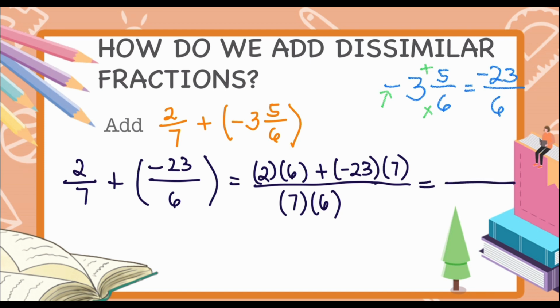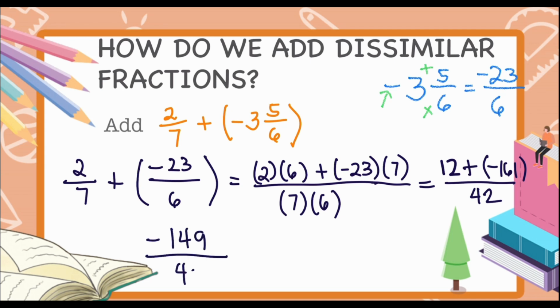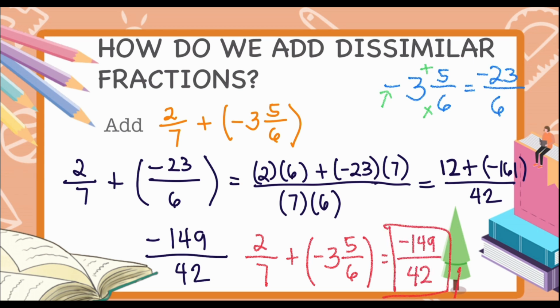Okay? Next, you have to multiply everything. So, we will have 6 times 2 is 12 plus negative 161 over 42. Then, add these two numbers following the operations on integers. So, 12 plus negative 161, we will get negative 149 over, copy the denominator, 42. The final answer is this one, because it has no lowest term. Therefore, 2 over 7 plus negative 3 and 5 over 6 is equal to negative 149 over 42.